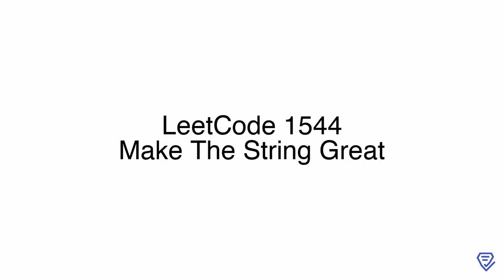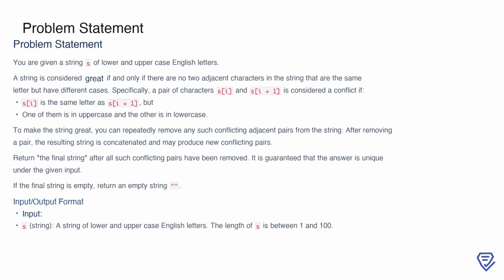Stay tuned. The problem asks us to work with a string S that is made up of both lowercase and uppercase English letters. The goal is to transform this string into what we call a great string. A string is considered great if it does not contain any two adjacent characters that are the same letter but have different cases. For example, the pair aA or Aa would be considered a conflict because they represent the same letter in different cases. To fix this, we are allowed to repeatedly remove such conflicting pairs.